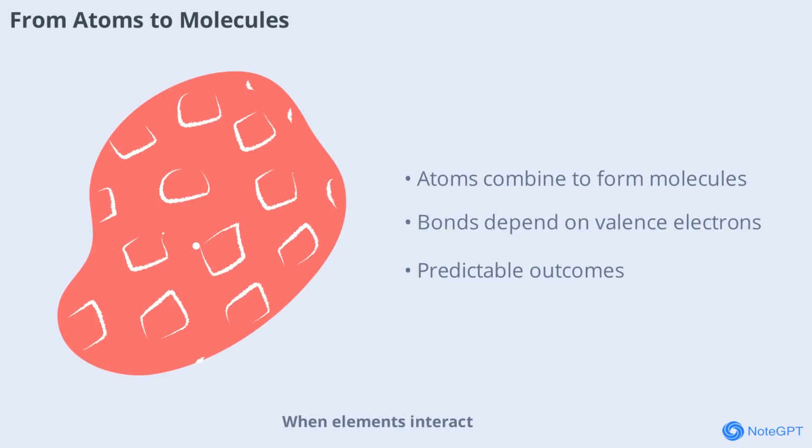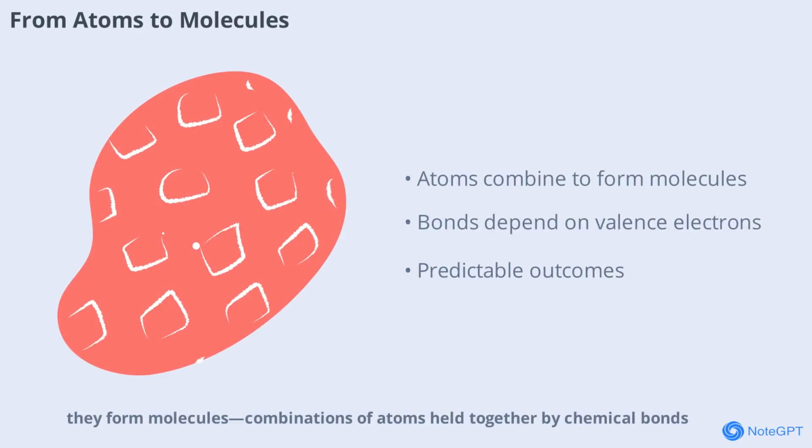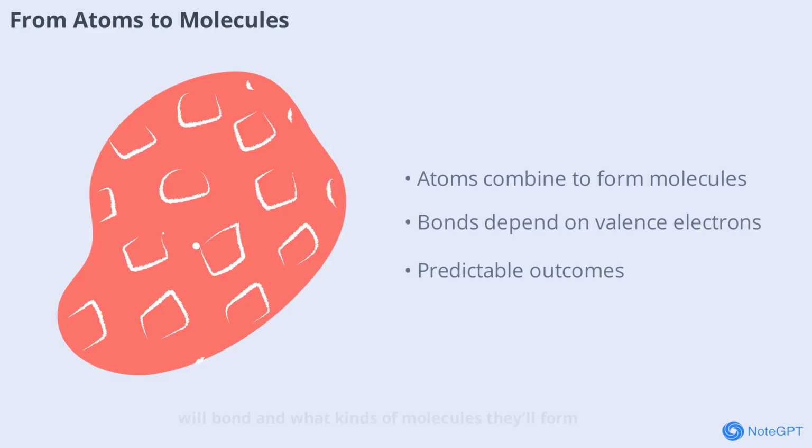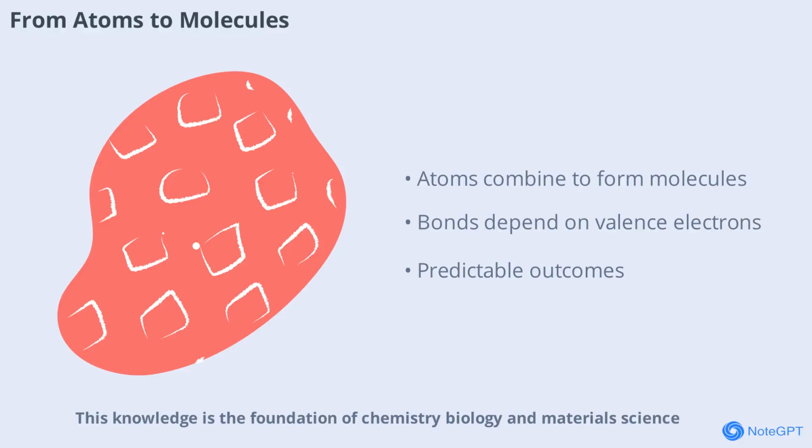When elements interact, they form molecules, combinations of atoms held together by chemical bonds. The periodic table helps us predict which elements will bond and what kinds of molecules they'll form. This knowledge is the foundation of chemistry, biology, and materials science.